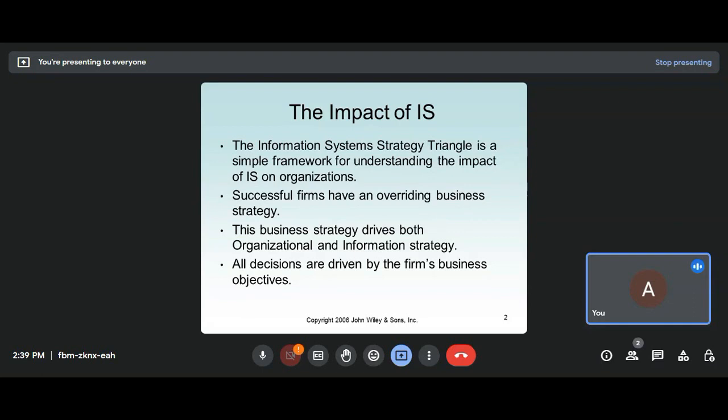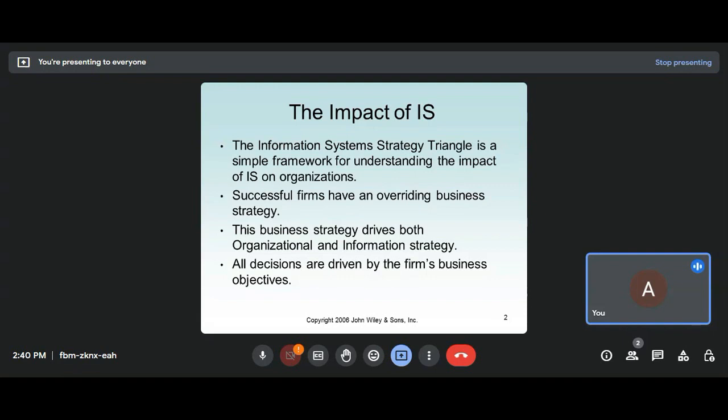The organizational strategy refers to the plan that an organization follows to achieve its goals and objectives. It includes elements such as organizational structure, culture, and processes. The information strategy, on the other hand, refers to the plan for using information systems to support the organization's goals and objectives. The framework emphasizes that all decisions made by a company should be driven by its business objectives.